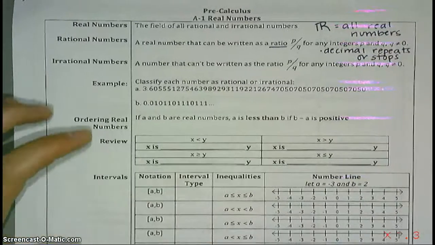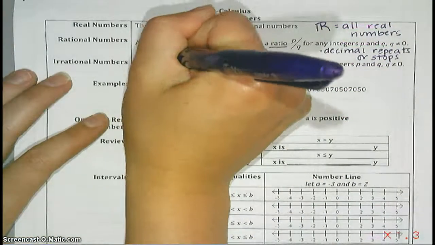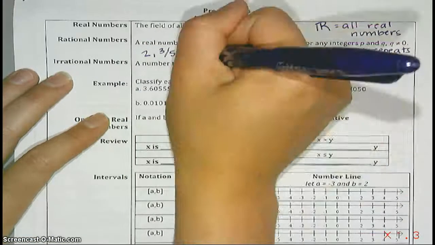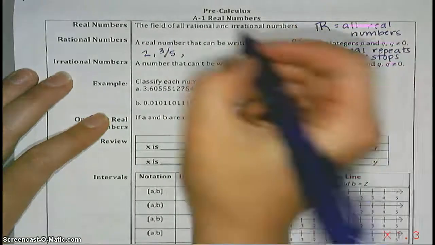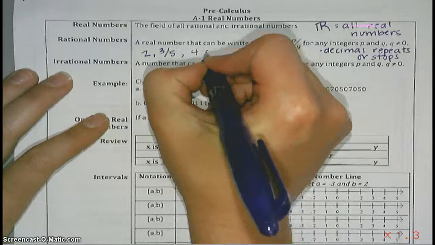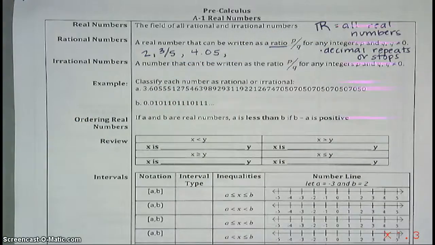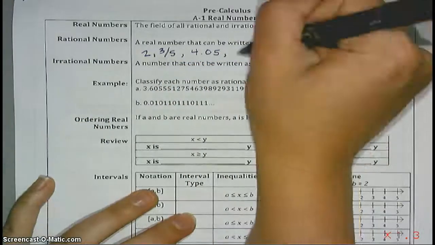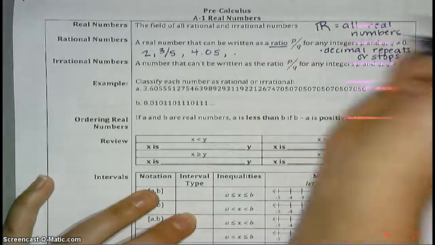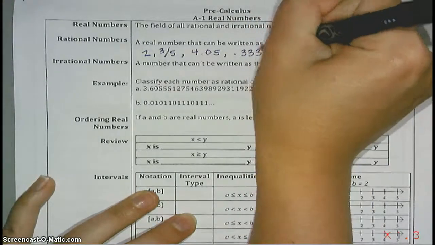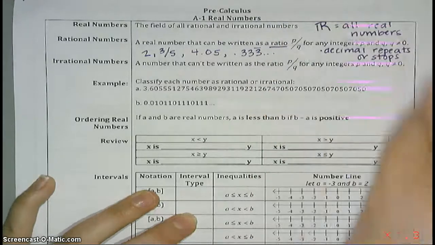Some examples of rational numbers, you can have 2, any fraction like 3/5. If you have a number with a decimal that stops like 4.05, that would be a rational number. And a pretty famous value that has a repeating decimal would be 1/3, which is just 0.333 repeating. It just keeps going on and on and on.